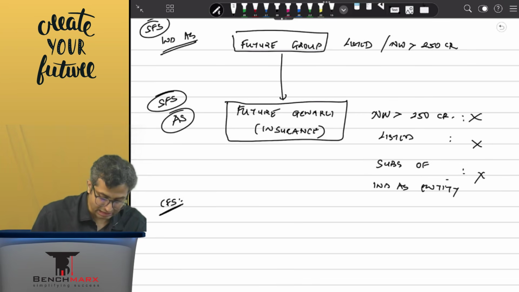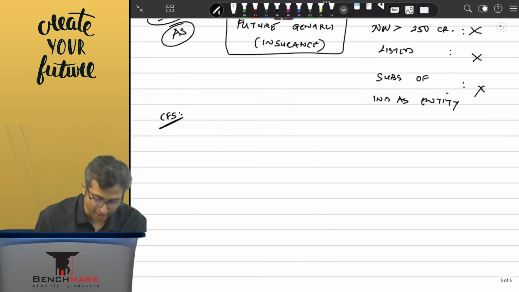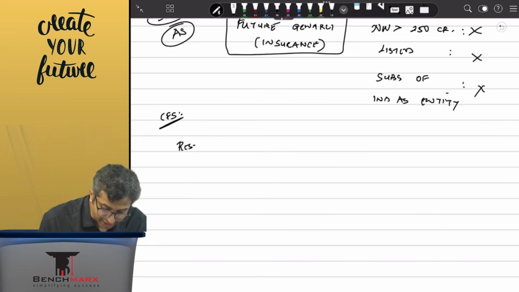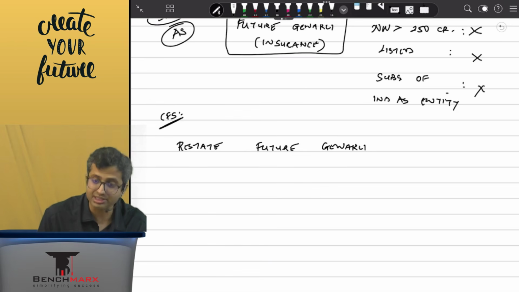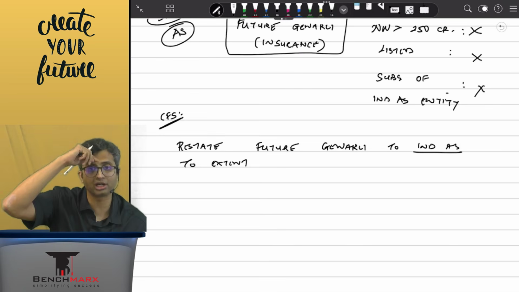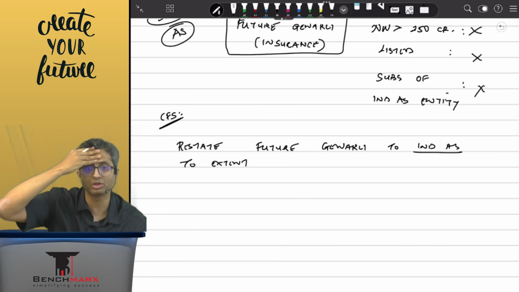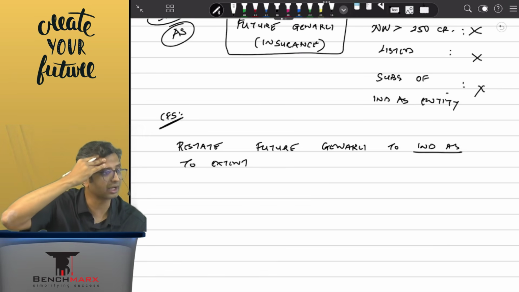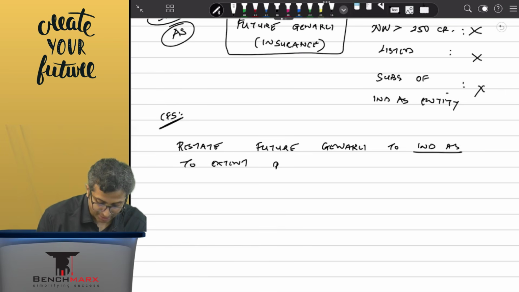And as a result, at the stage of consolidation, what will I do? I will restate future generally to the extent possible. For the stage of consolidation, I will restate future generally to Ind AS to the extent practical. Consolidation का standard आपको बोलता है you will consolidate as per uniform accounting policies to the extent practicable. So to the extent possible, I will restate.